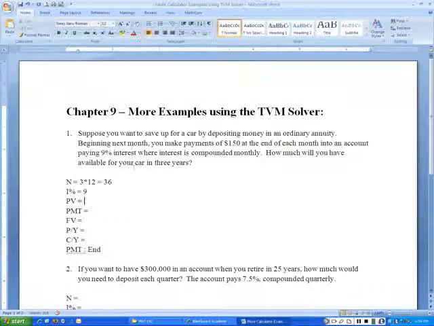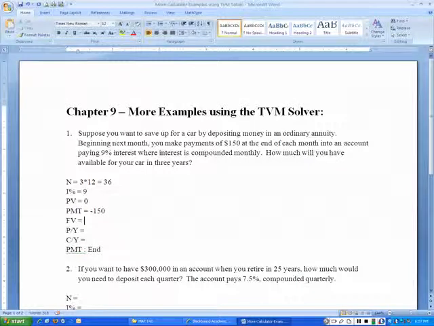Our present value, well, we are starting with nothing, and we want to deposit money every month. So we're starting with nothing, so our present value is 0. Our payments are $150 a month. And in the TVM Solver, anytime money is going out from you, it's a negative value. Anytime money is coming to you, it's a positive value. So since we're paying out $150 every month, that's going to be a negative $150.